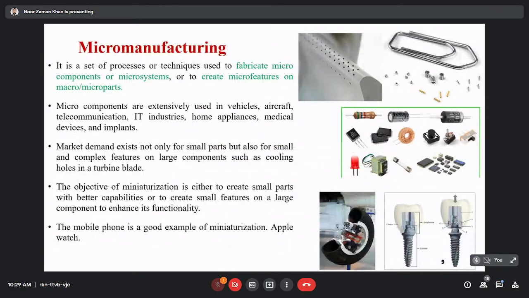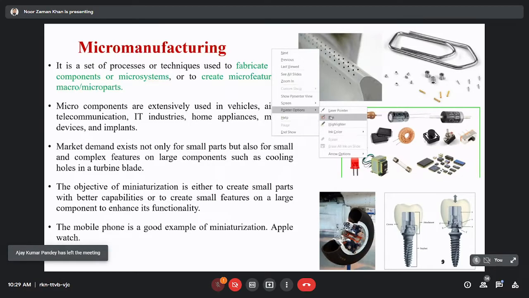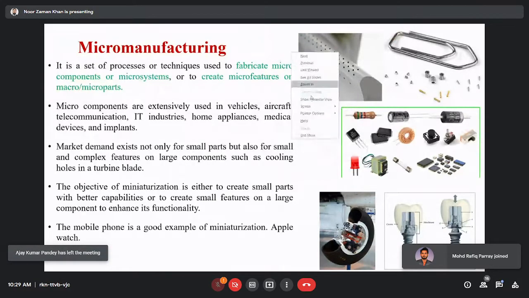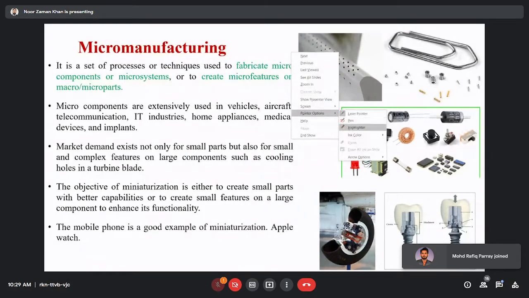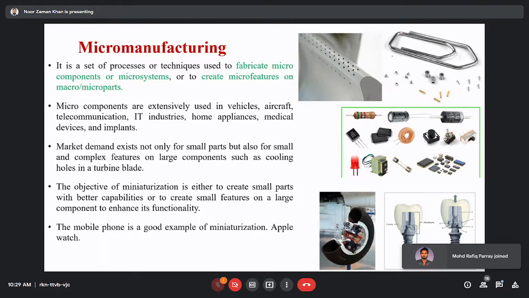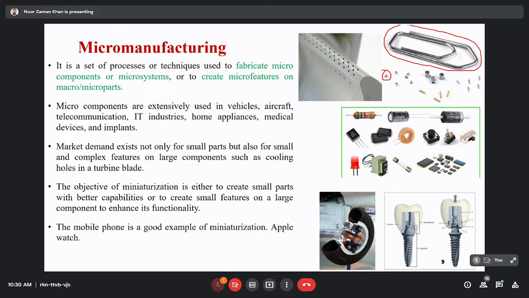Now come to micro manufacturing. If you see these figures, if you compare these parts with this pin, I'm sure that all of you have seen this pin. If you compare the size of this part with this pin, then you'll be able to understand the concept of micro manufacturing. The size of and the features on these parts are of micron size.